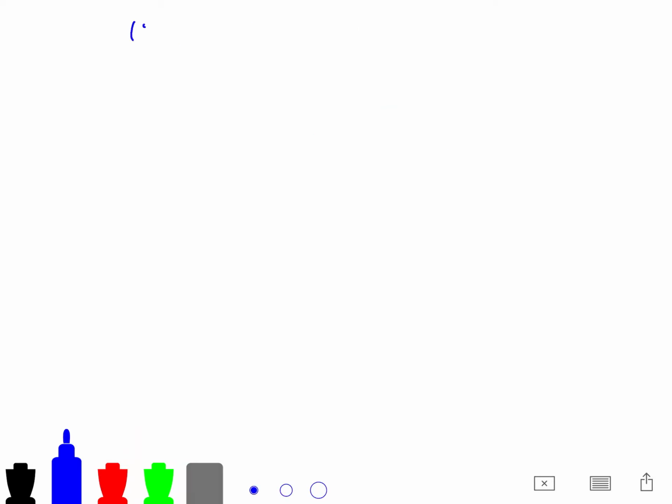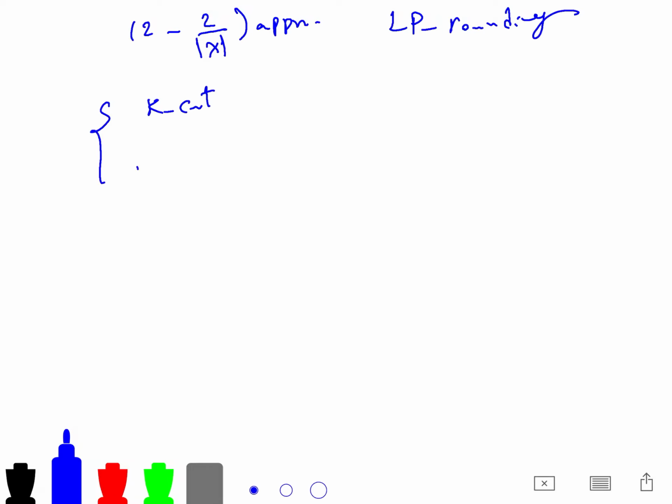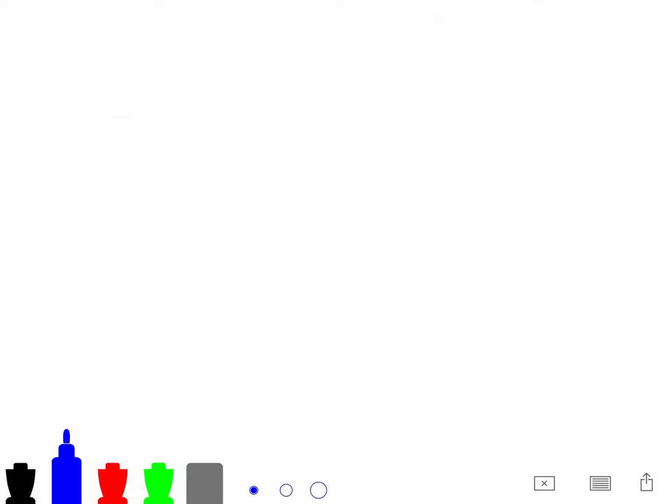And the solution is 2 minus 2 over k, an approximation based on just LP rounding. And it generalizes, because the Steiner K-cut problem is very important: it generalizes the K-cut problem and the multi-way cut problem. And let me just quickly review that in Vazirani as a good approximation.